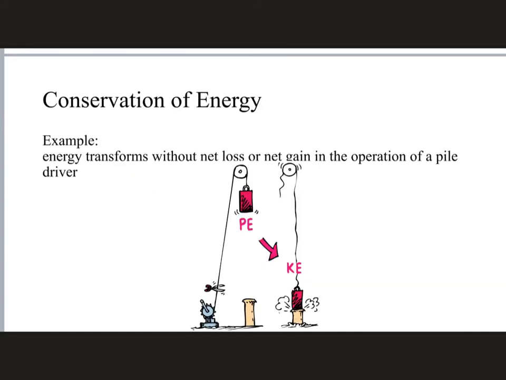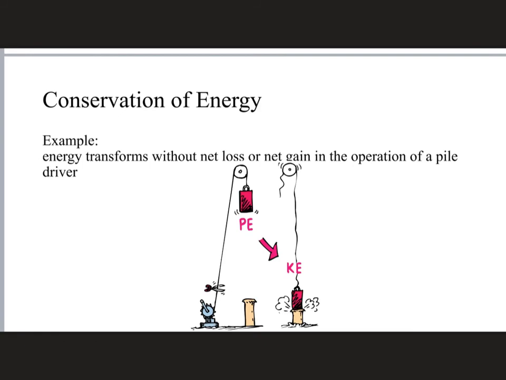Now we can put all these ideas together. This fundamental principle of nature is called conservation of energy. Basically, what conservation of energy tells you is that energy is neither created nor destroyed, it simply gets transformed from one form into another.